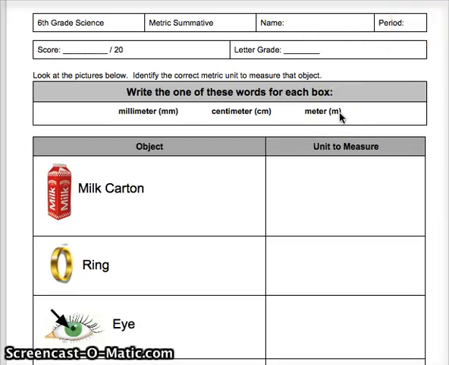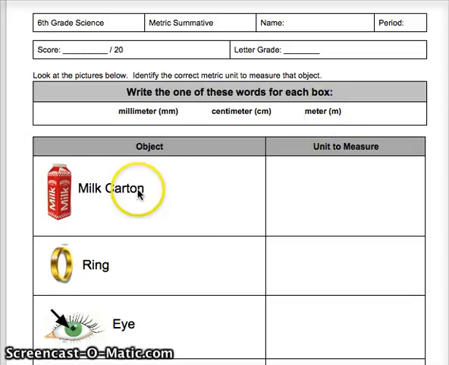We're going to start with the first part of the test. It says, look at the pictures below. Identify the correct metric unit to measure that object. So in this box, you are going to write one of these words: millimeter, centimeter, or meter.